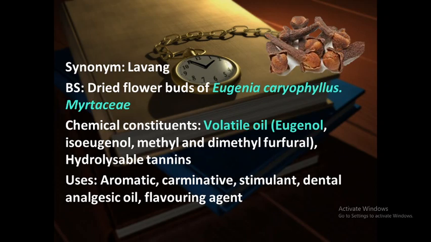Then this clove is used as an aromatic, carminative, and also as a stimulant. Then the most important use is dental analgesic oil. This clove oil is used as a dental analgesic oil and also used as a flavoring agent.